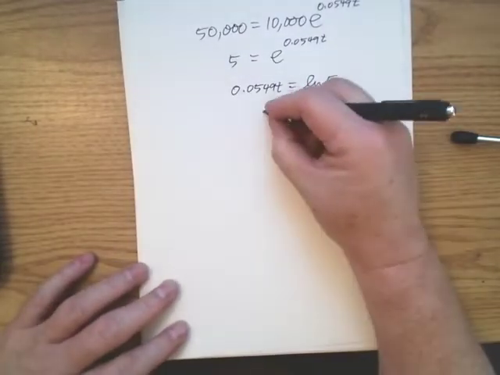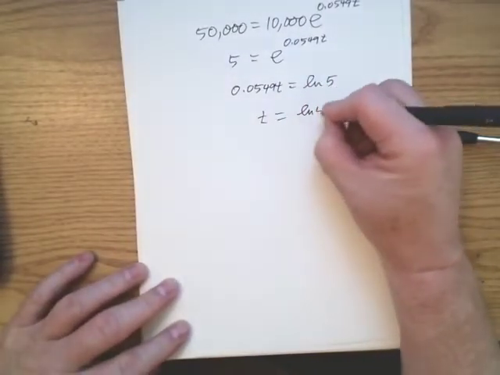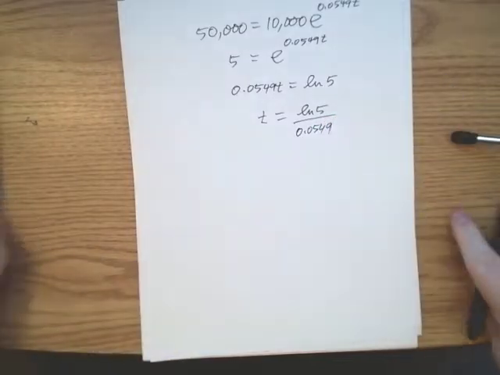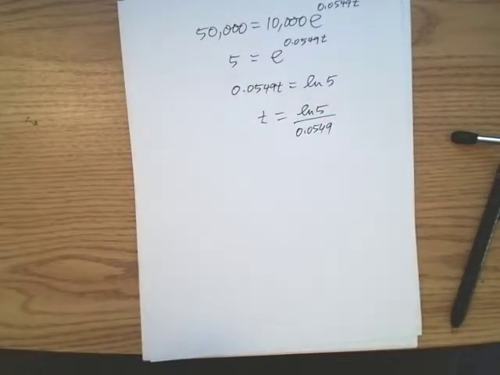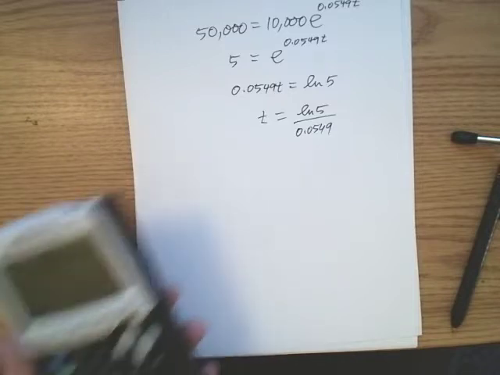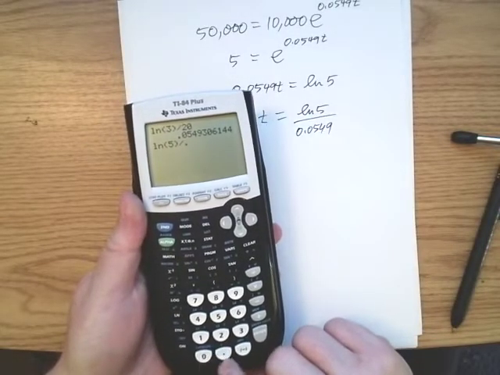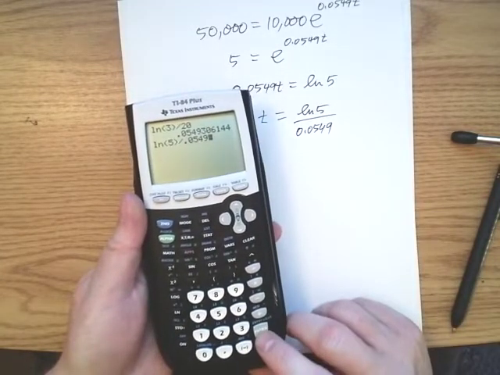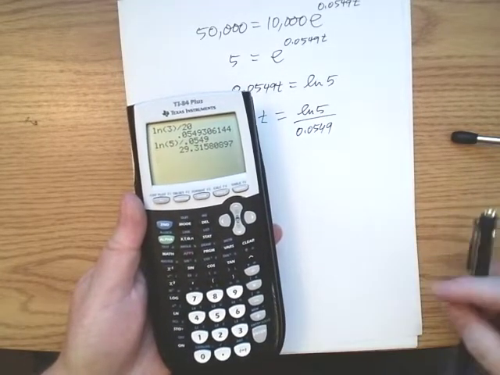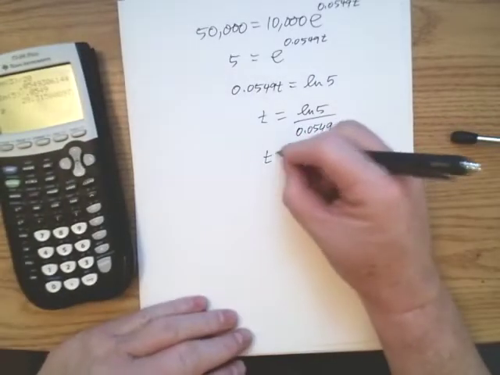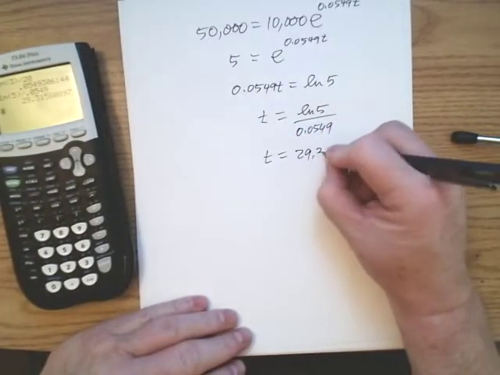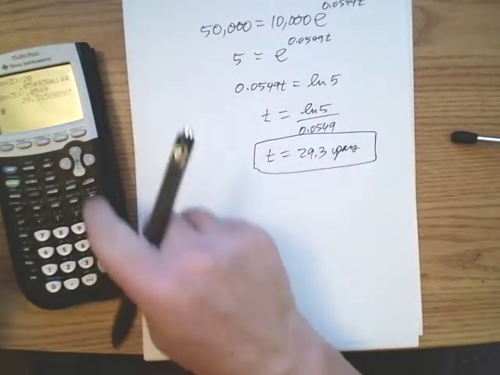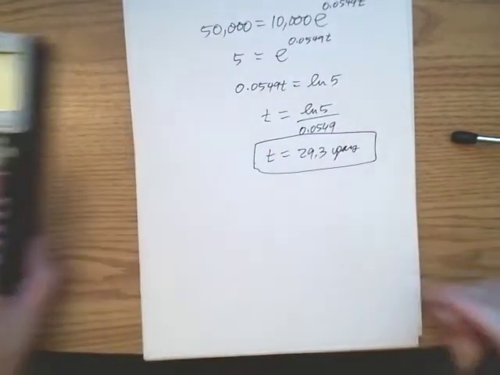How do you get t? You're going to divide that by 0.0549. So let's do that on our calculators here. I'm going to use my rounded value rather than the exact value, which I do have written above. 29.3, and that was in years, so you want to include the units there. I'm rounding time to the nearest tenth, though I probably should have mentioned that.